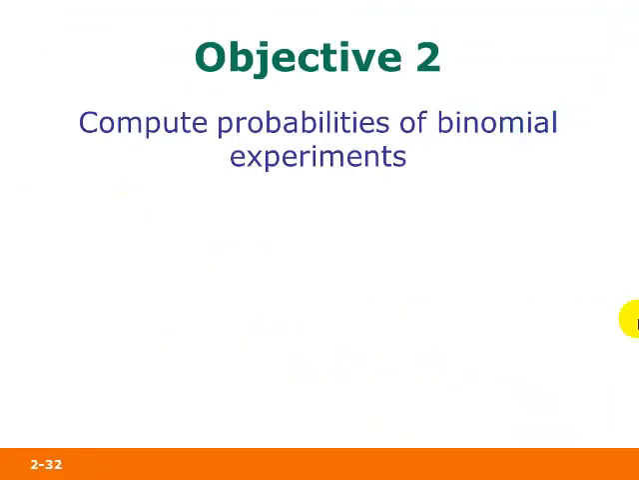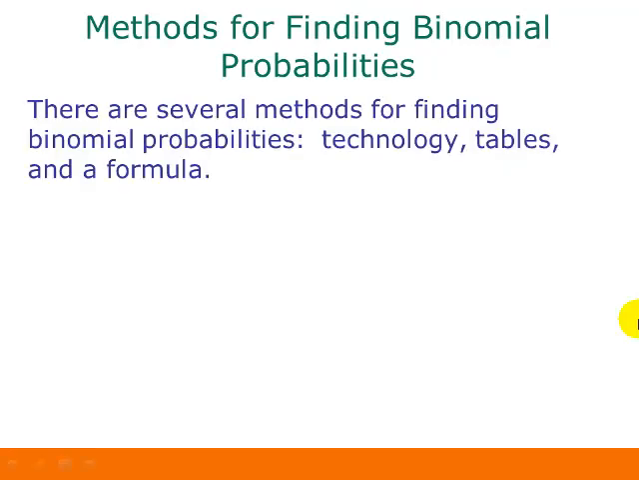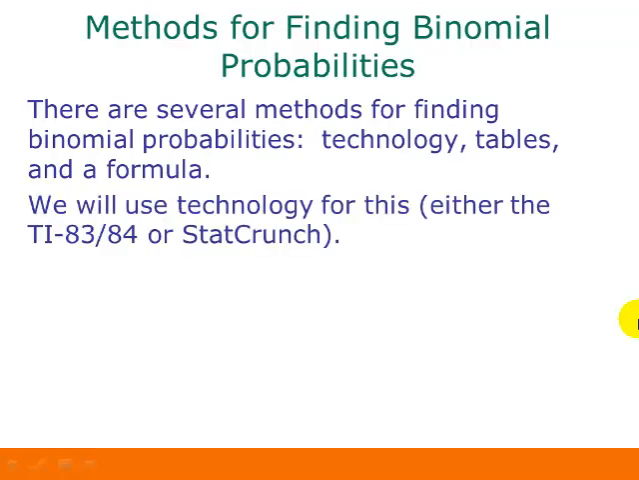Objective 2 is to compute probabilities of binomial experiments. And we've got several methods for finding binomial probabilities. We can use technology, we can use tables, and there is a formula for this also. What we're going to do in this class is use technology, either your TI 83 or 84 calculator or StatCrunch.